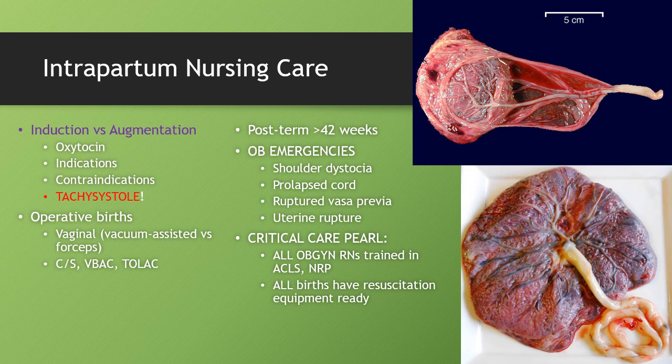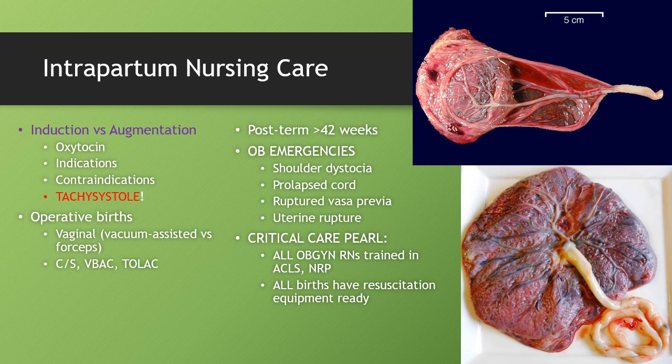The indications typically are somebody who is either post dates, like post-term greater than 42 weeks, or somebody who is having other problems like pregnancy-induced hypertension, fetal demise, or a placental abruption. There's something else going on where they just can't be pregnant anymore, and we want to induce them because the baby's doing okay and they don't meet the criteria yet for a C-section birth.